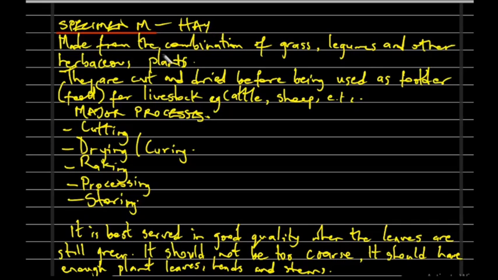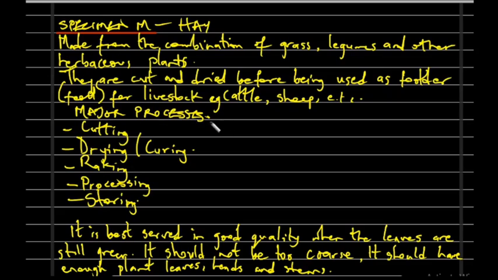Hay is the next specimen. Hay is made from a combination of grasses, legumes, and other herbaceous plants. They are cut and dried before being used as fodder or food for livestock, cattle, sheep, etc. Some other smaller animals like rabbits also feed on hay. Hay is produced because some livestock do not get the opportunity to graze on open fields. When they cannot graze, they require to be fed some amount of hay, and that is where we have the major processes.